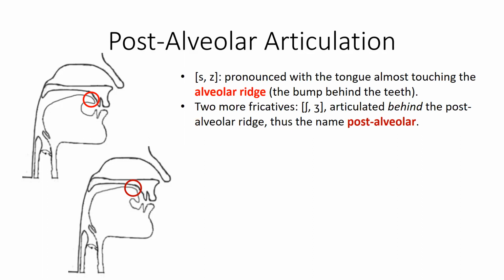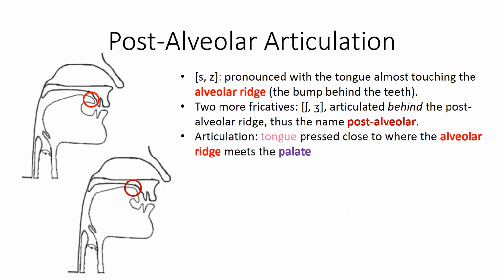Those are articulated behind the post-alveolar ridge. Sorry, behind the alveolar ridge. That's a typo in the slides. Behind the alveolar ridge. And behind the alveolar ridge is what's called post-alveolar. I'll fix that when I upload these slides again.